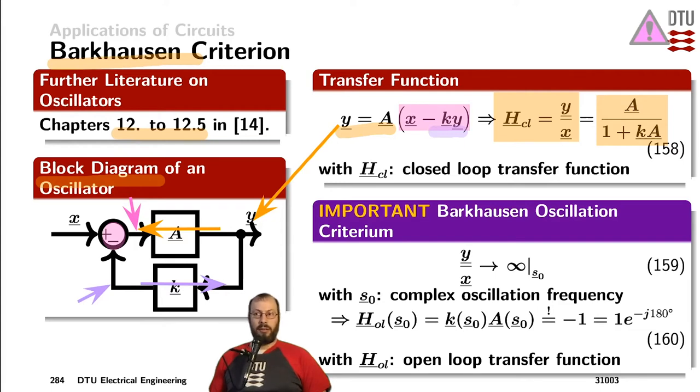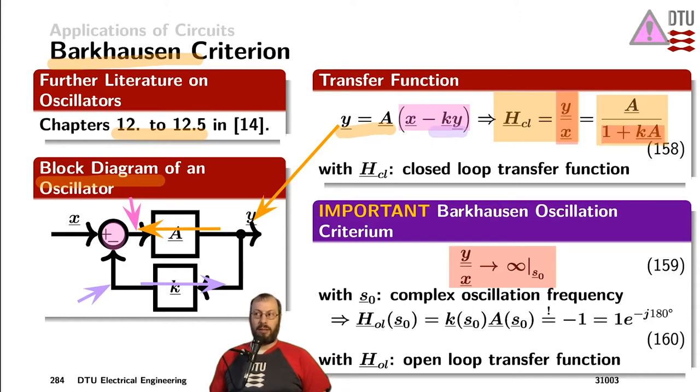Note that Y and X are signals in the Laplace domain, as indicated by the underline, and the transfer function A is the forward path, also called the amplification, and K is the feedback factor. Now the Barkhausen criterion for oscillation says that the closed loop transfer function, Y divided by X, needs to approach infinity at the desired oscillation frequency, here called the complex oscillation frequency s0. For Y divided by X to approach infinity, we need the denominator to be 0.